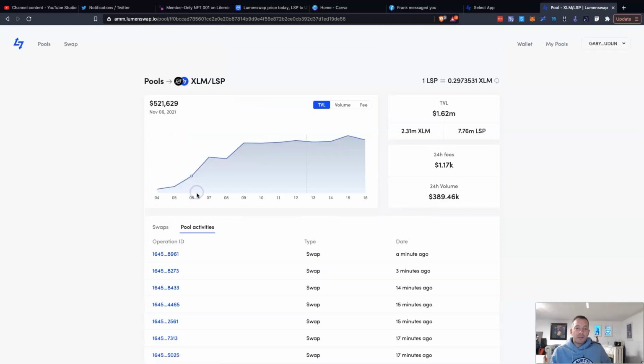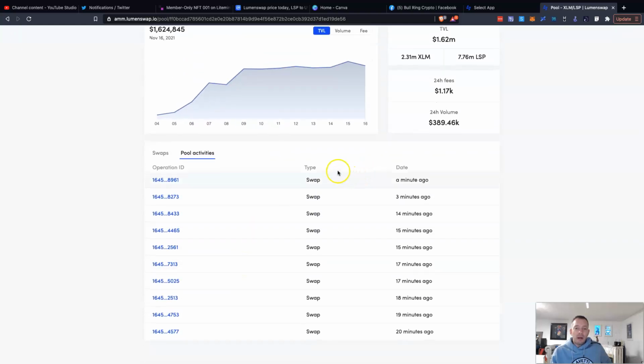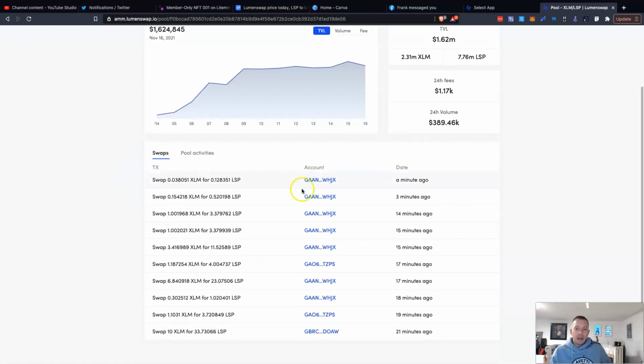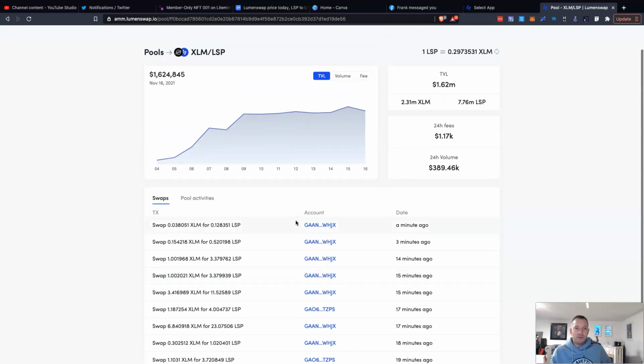And then we can see pool activities. So people have come in and, these are all swaps. These are not people putting in any assets into the pool. They are just all swaps, the same as the swaps there. Yeah, these swaps have happened. It's not people that are entering liquidity positions.